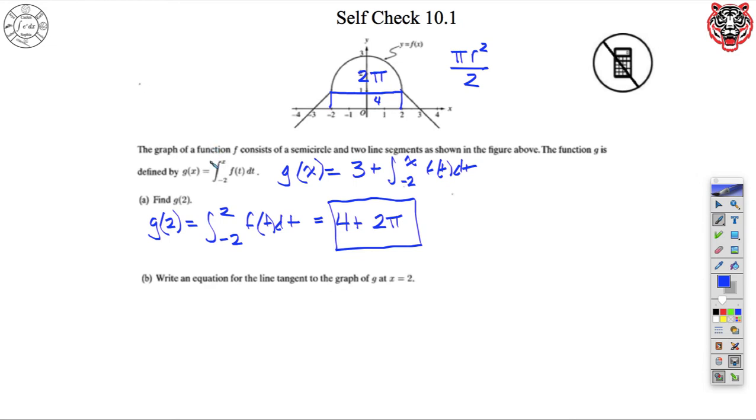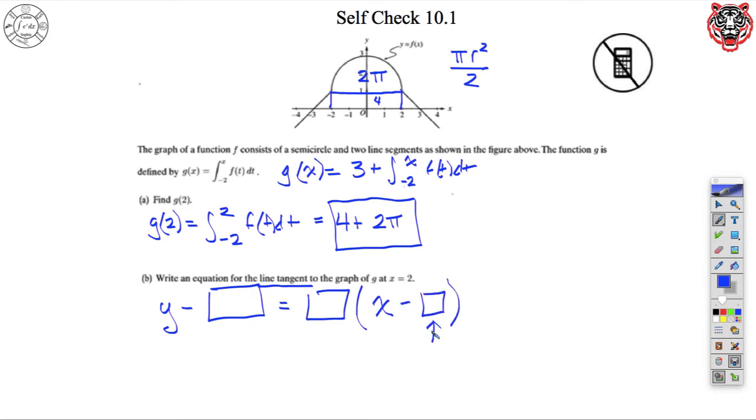So we need to find an equation for the line tangent to the graph at x equals 2. Line tangent, we know what form this is going to be. This is going to be y minus something is equal to the something times x minus something. All right, we know what goes in here. What goes in this box? 2, because that's our value. What's going to go in this box? G prime of 2, perfect. The slope of g at 2. And then what goes in this box? G of 2. Perfect. We need to find all 3 of these values.